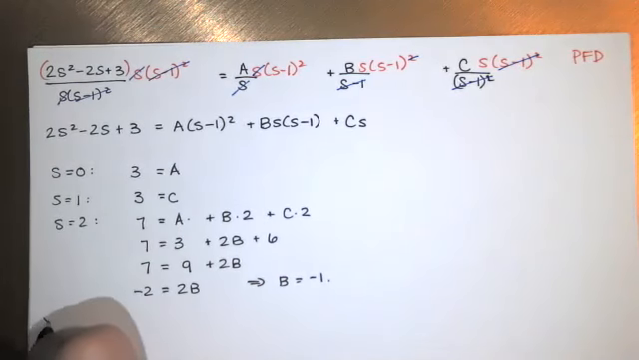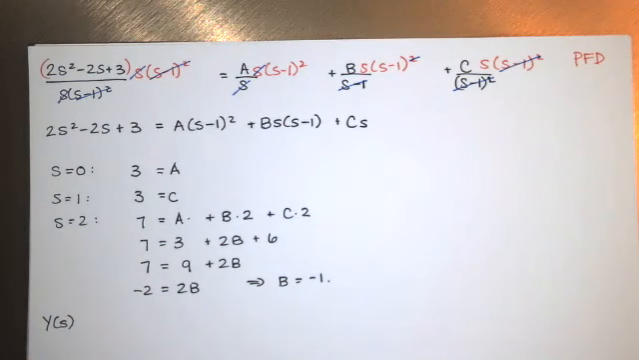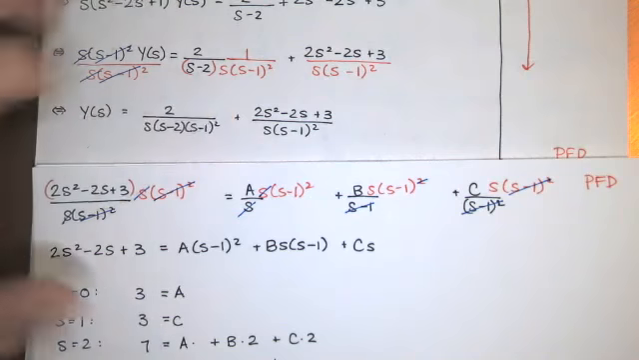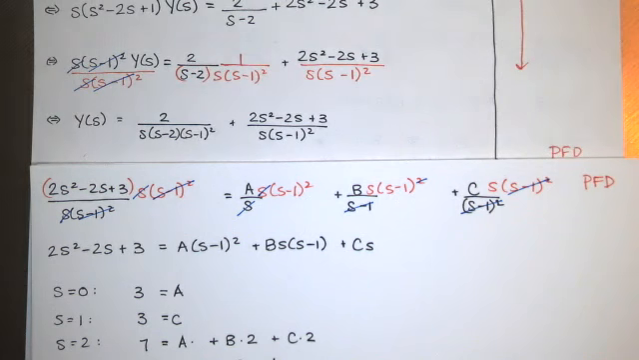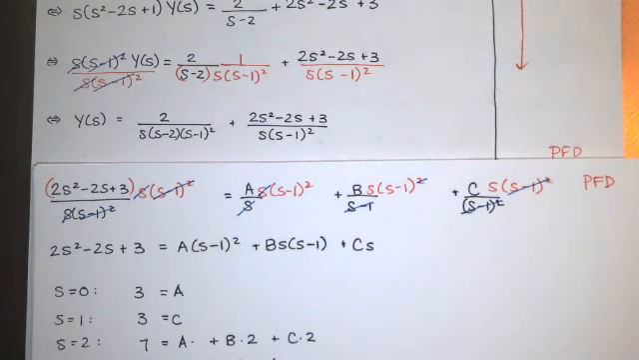So y of s is the sum of the partial fraction decomposition for the first term plus the partial fraction decomposition for the second term. And I'm using the term very loosely, just saying expressions that are added together. I'm thinking of each of those as a term. So this term and this term in quotes.